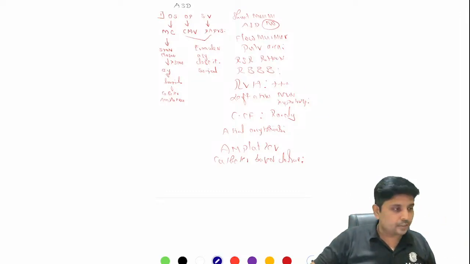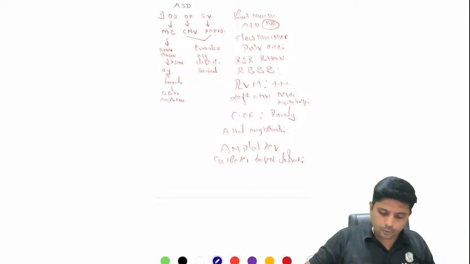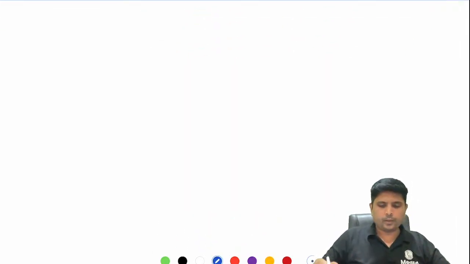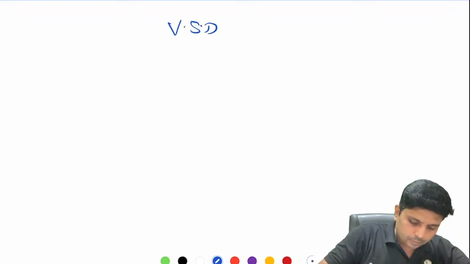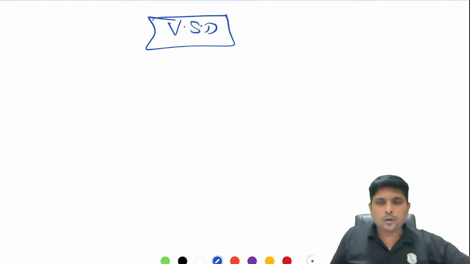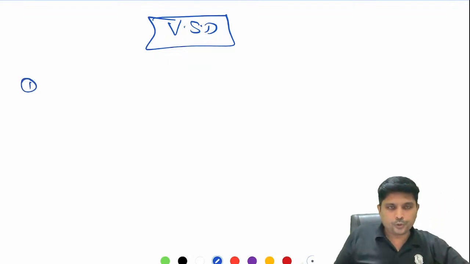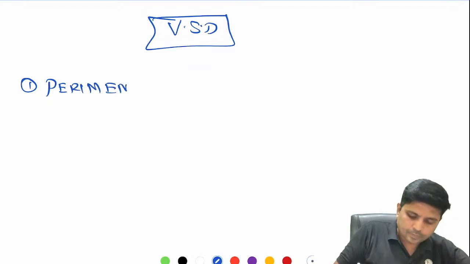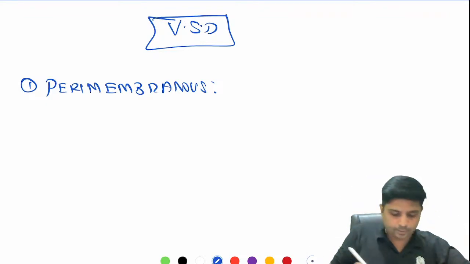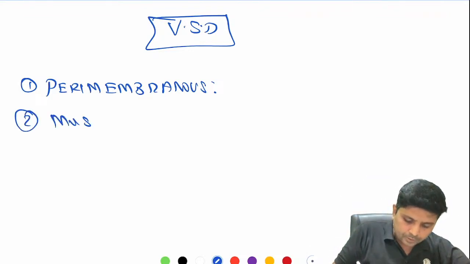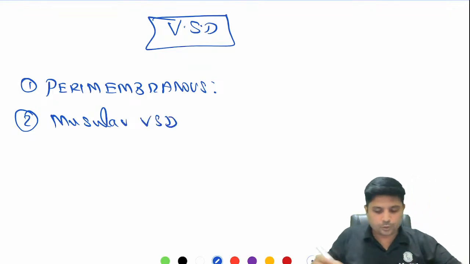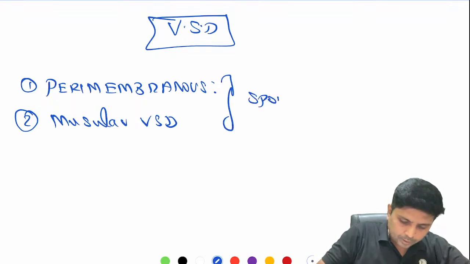So let me finish VSD also. Okay, VSD. So what are all the VSDs? You have perimembranous VSD, membranous VSD. VSD is a defect between right and left ventricle. You have muscular VSD. This perimembranous VSD and muscular VSD will go for spontaneous closure.